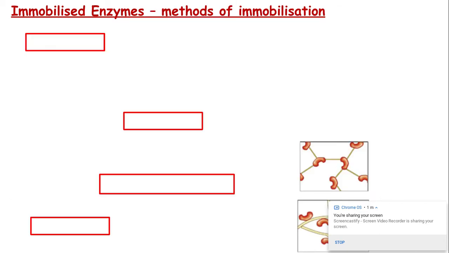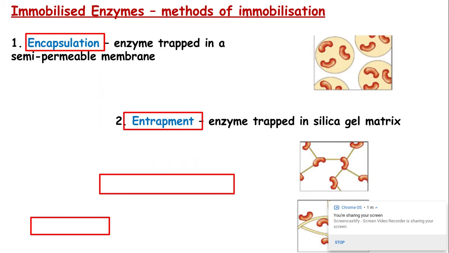So the different methods, you do need to be aware of these. The bits in the red boxes are taken from the mark schemes. The first one is encapsulation, where the enzyme is trapped inside a semi-permeable membrane. So the substrate can still get in and bind to the active site, creating an enzyme substrate complex. The enzyme can still break it down into products, and the products are released.